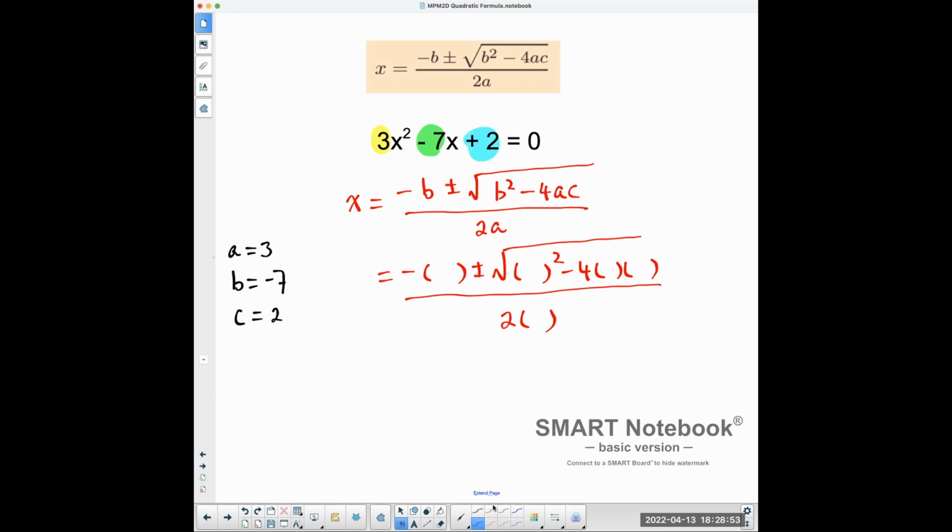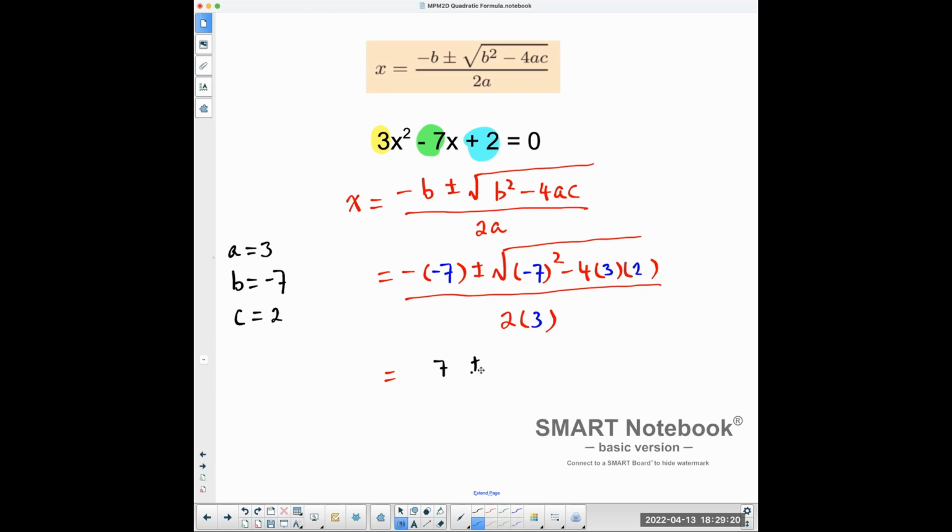And now I'm going to put all those numbers in one by one. Minus b, well, b is -7. Plus minus the square root of b squared, well, that's -7 squared, minus 4 times a, that's 3, times c, that's 2, all divided by 2 times a, that's 3. You have a -7, that's going to give you a positive 7.